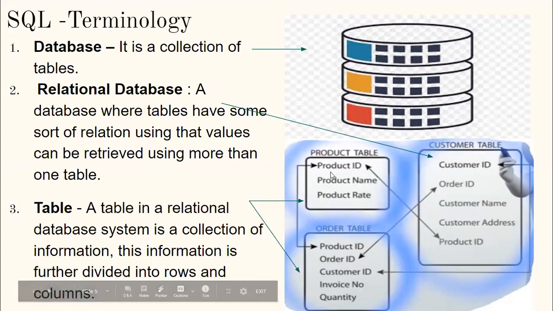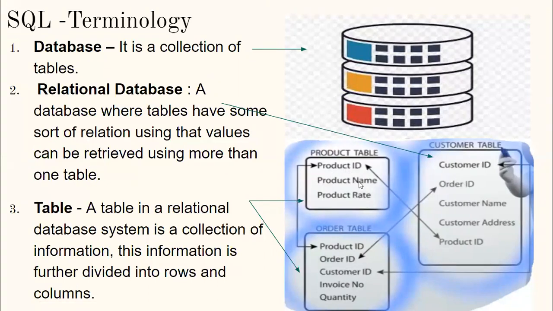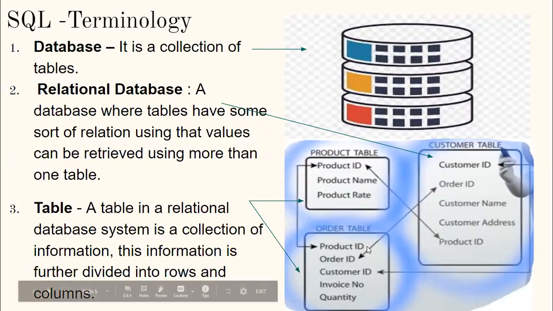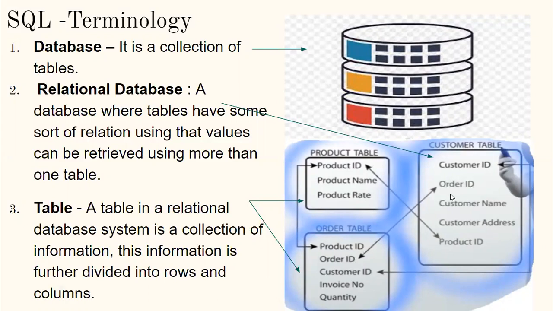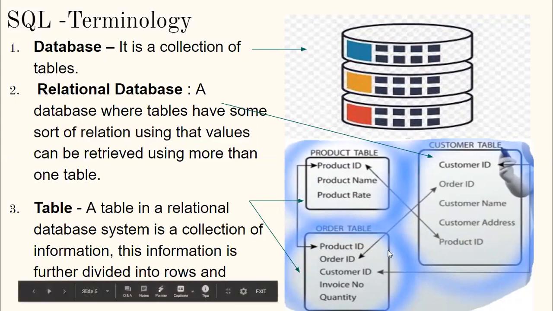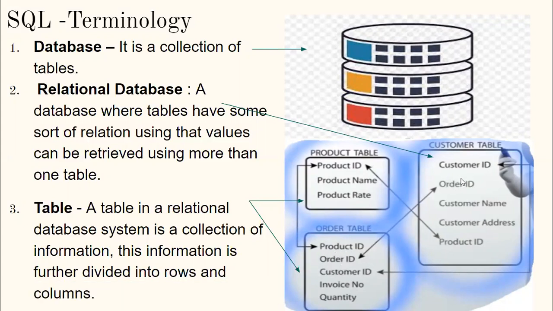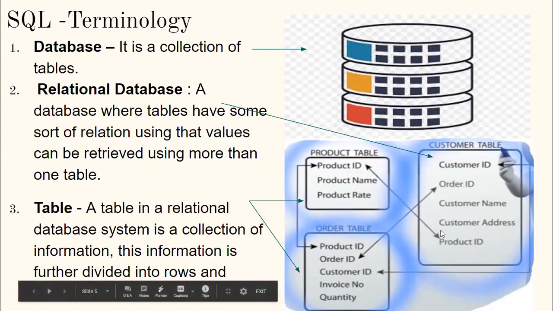In the product table, we have product ID, product name, product rate. Then in the order table, we have product ID, order ID, customer ID, invoice number, quantity. Now in the customer table, we have customer ID and the order ID from whom we are taking the order; that order ID is there in the order table. That data we are taking to the customer table. Then the customer name, customer address, product ID. This product ID we will take from the product table.